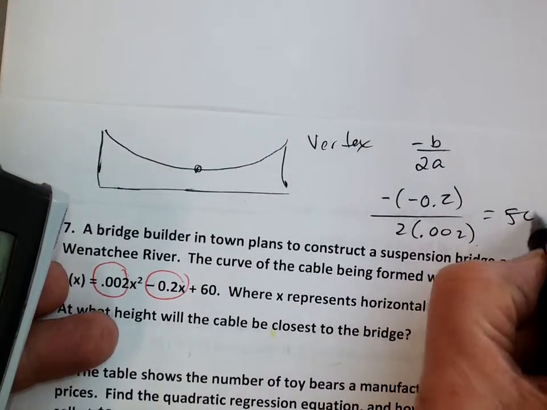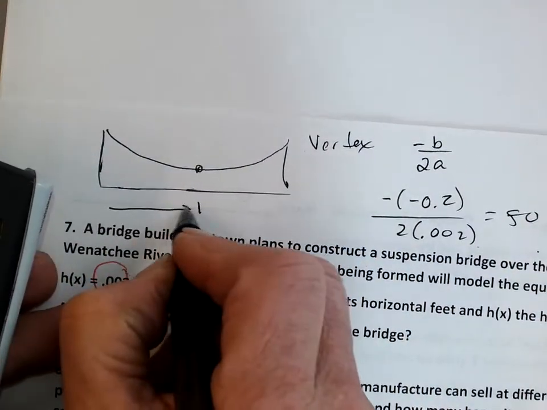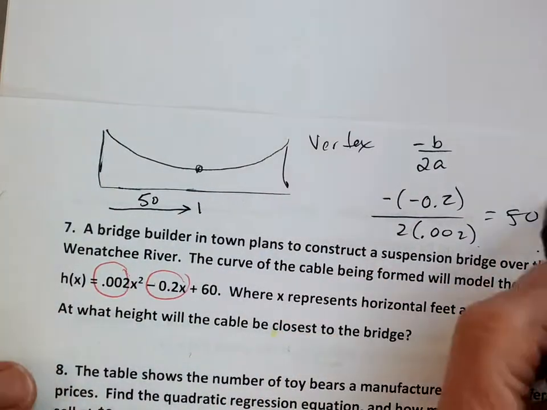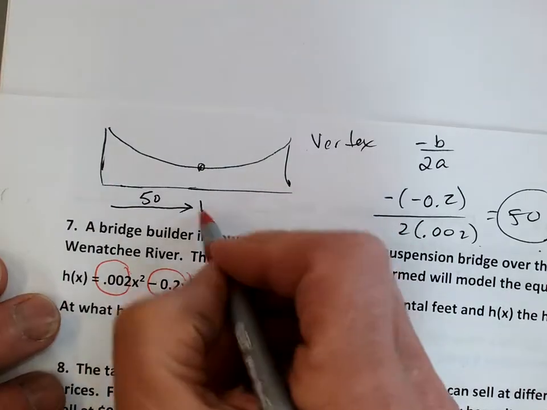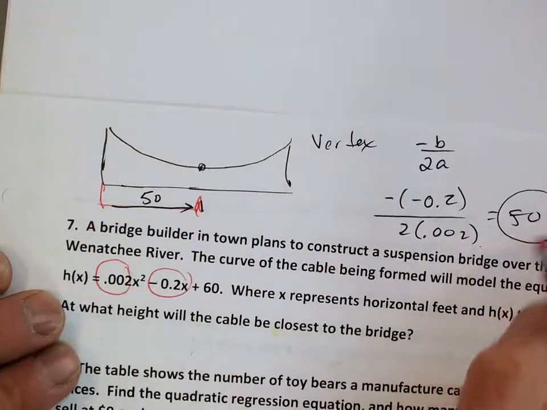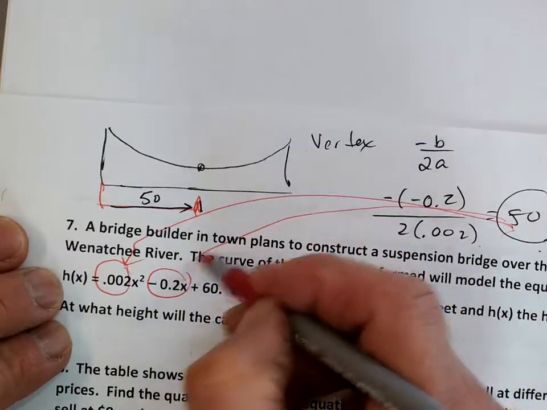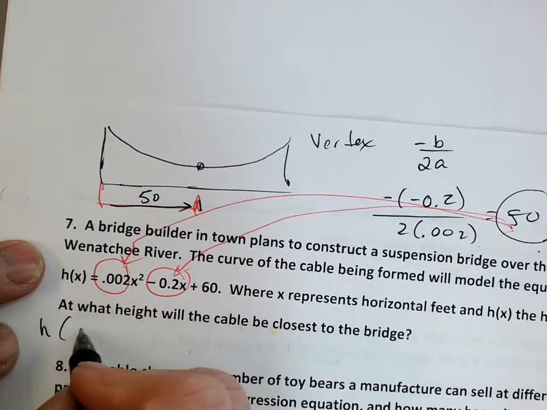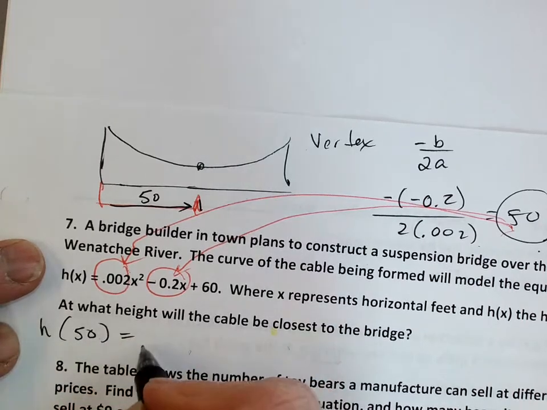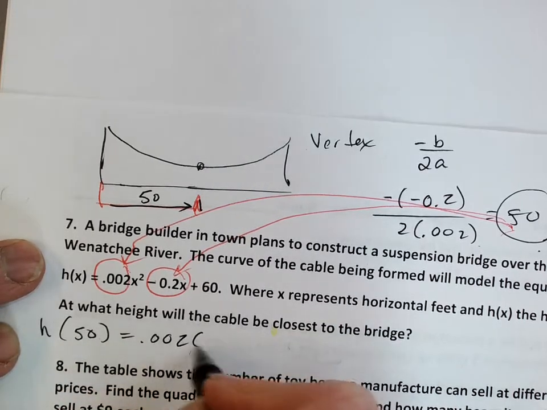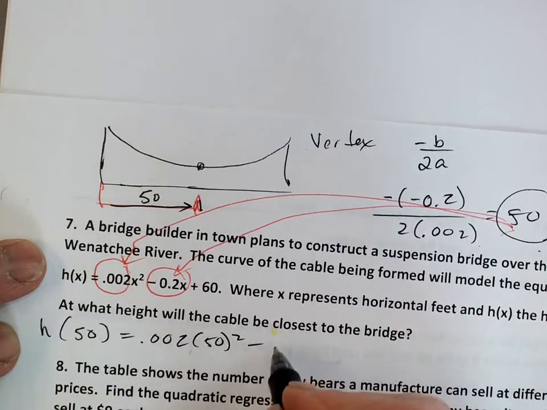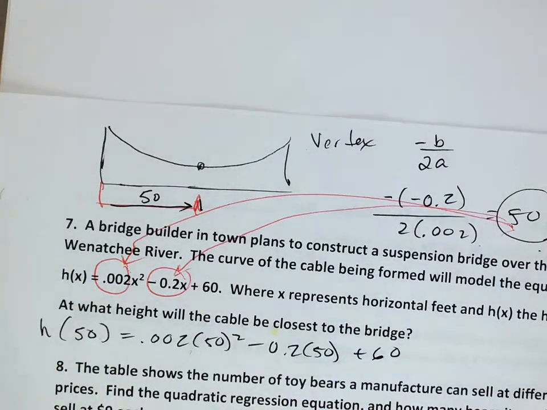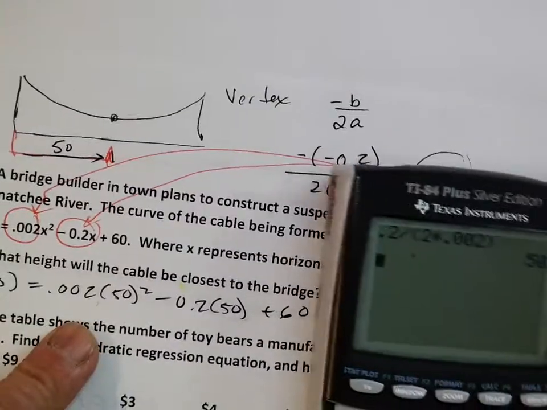So this is what it tells me. Right here is 50 feet, because that's my x value. So to get the height, I plug the 50 in, okay? 50 feet is right there, okay? So I plug the 50 into my equation for x, and I'll get the height. So, okay, I'll have h of 50 equals 0.002 times 50 squared minus 0.2 times 50 plus 60, and I'm going to plug that in my calculator, see what I get, okay? So I'm going to clear that.